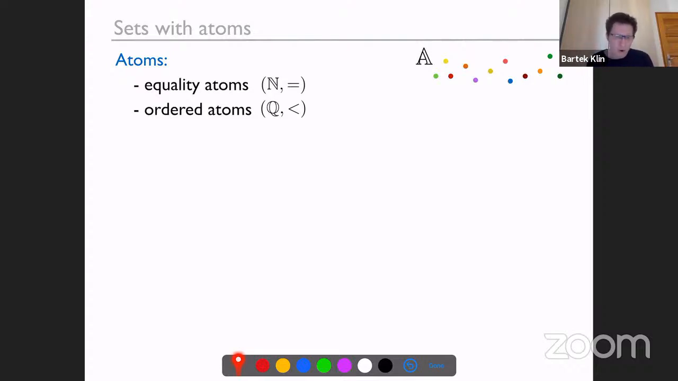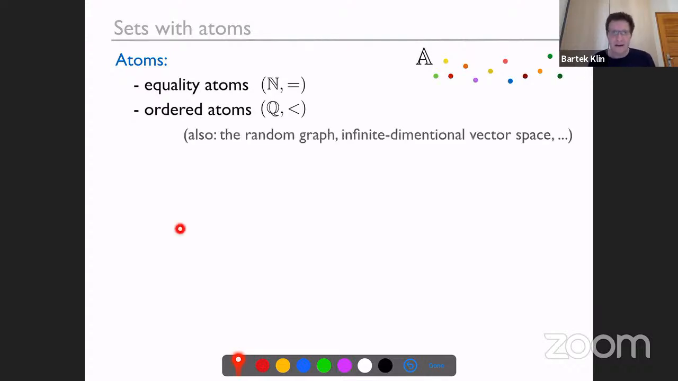A slightly more structured setting is a total order of atoms, and then I would want to think of this total order as the order of rationals. There are other cases, such as the random graph, infinite dimensional vector space of atoms, and so on. But in this talk I will only focus on these two. And really, you're welcome to think about just this one.